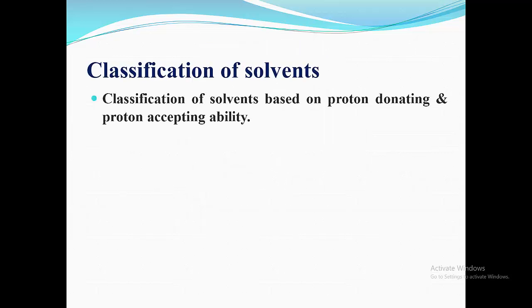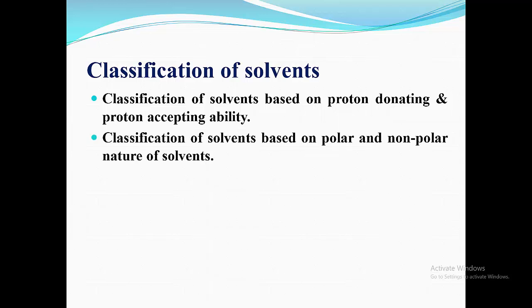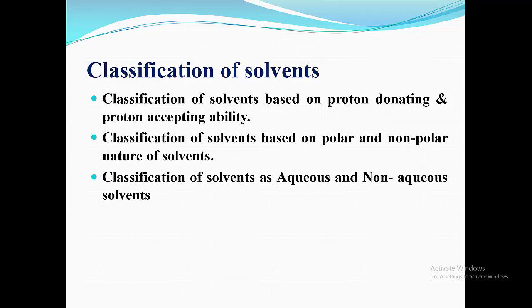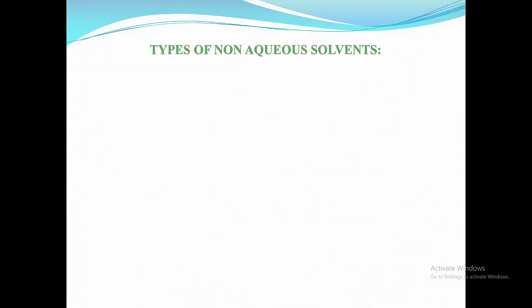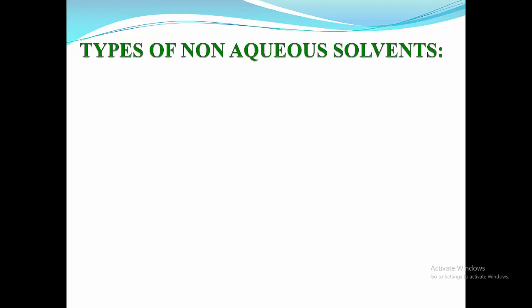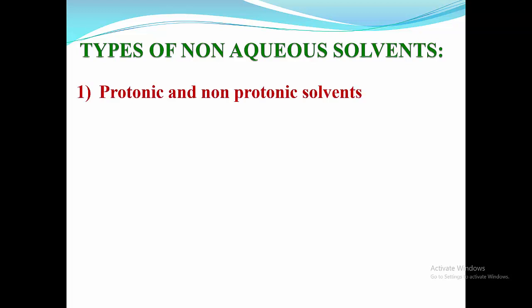Classification of solvents. First, classification of solvents based on proton donating and proton accepting ability. Second, classification of solvents based on polar and non-polar nature of solvents. Third, classification of solvents as aqueous and non-aqueous solvents. Types of non-aqueous solvents. First type, protonic and non-protonic solvents.